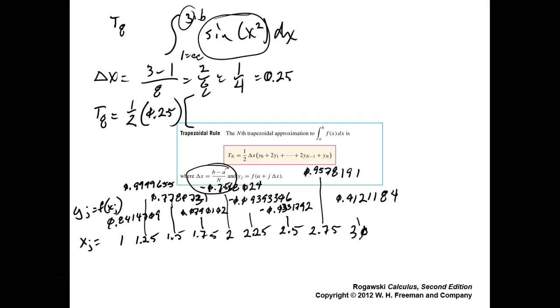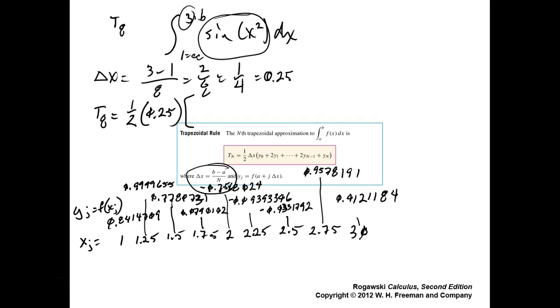So you take your x, square it, and take the sine of it. Take this x, square it, take the sine of it. This x, square it, take the sine of it. Yeah. So if we forgot to square one of those, that may have introduced an error.